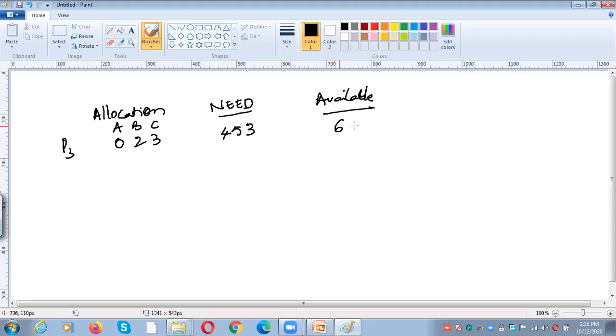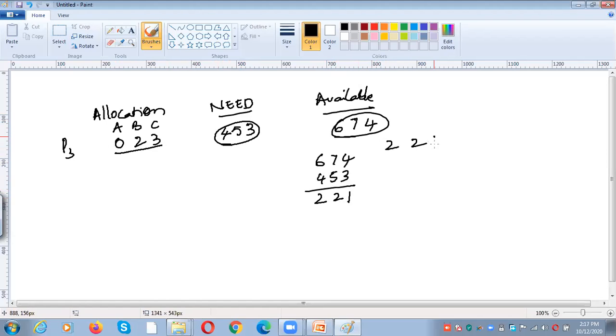So there are 6, 7, 4. These are the number of resources available. So what you need to do? Already you have assigned 0, 2, 3. And then now it requires 4, 5, 3. So what you will do? From 7, 6, 4, you need to deduct 4, 5, 3. So 2, 2, 1 are still available.